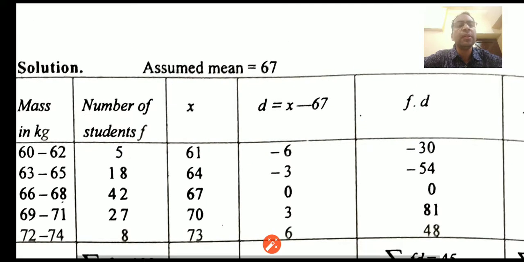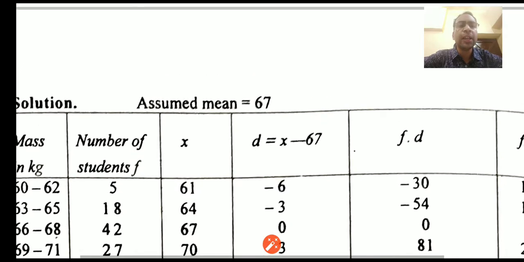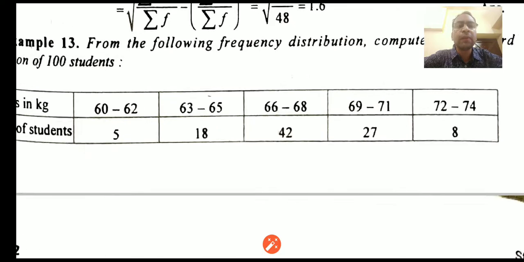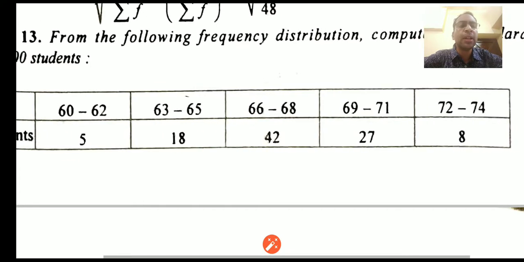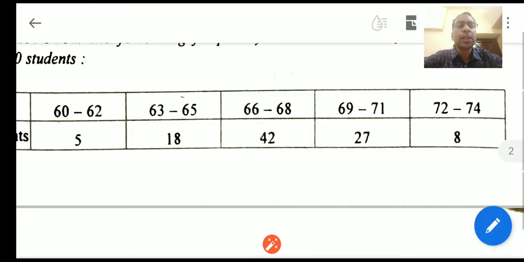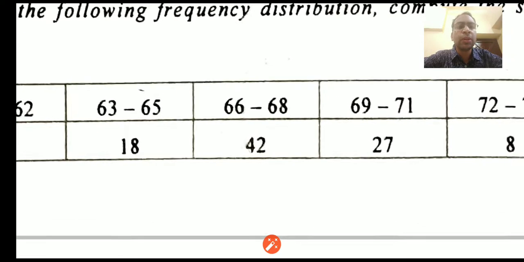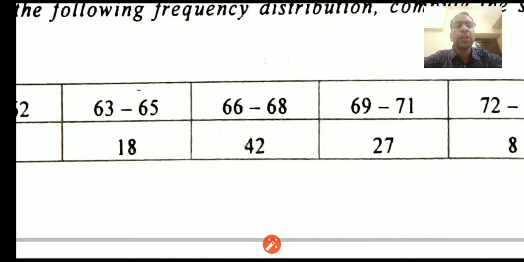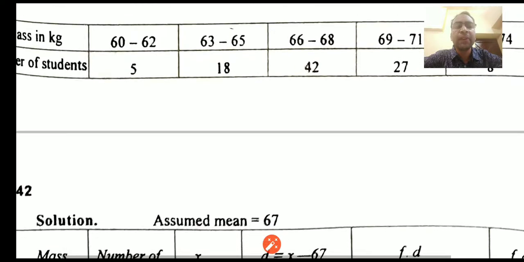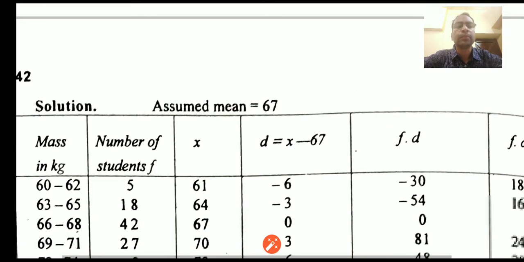Now we'll calculate d. For d we need the assumed mean. Again, assumed mean we can calculate from the grouped data. We can see the lowest value is 60 and the highest value is 74. So the mid value comes to be 67. You can also directly identify it from the center class, 66 to 68. The mid value of this class is 67. So the assumed mean preferably is 67.